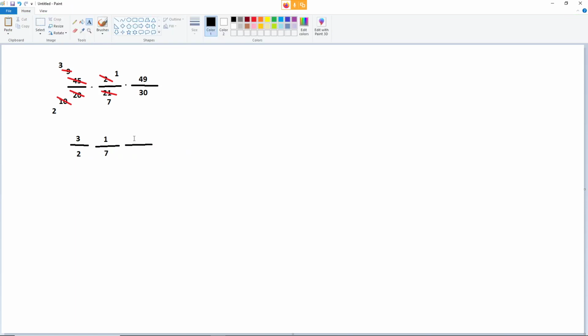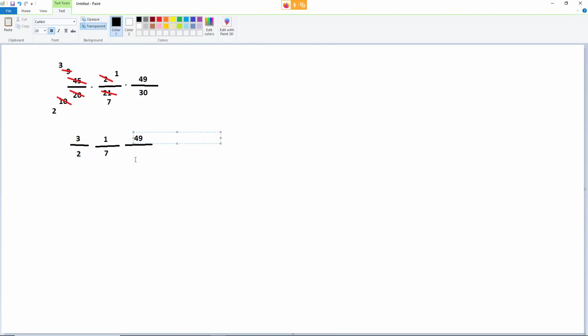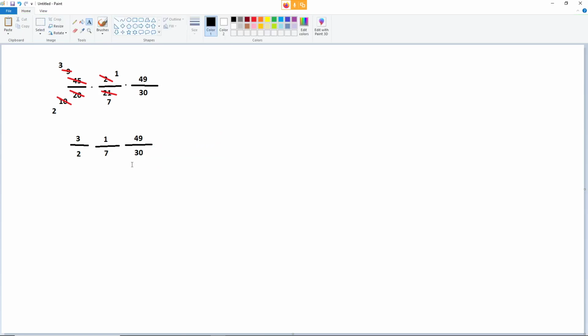So let me try to get that 30, like that. So now here's the deal. I have 49 on the right and 30 at the bottom. Look at the 7 here. 7 going to 49, right?